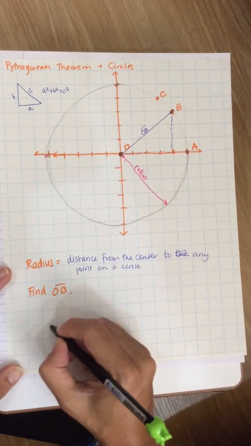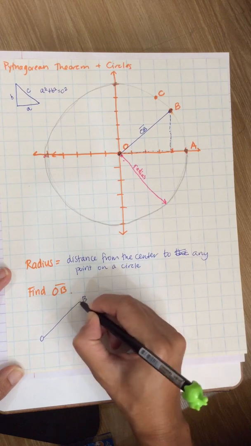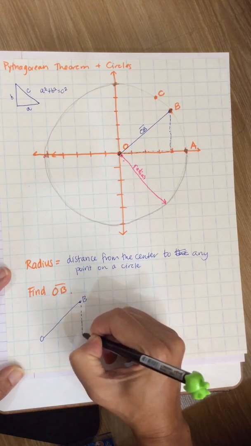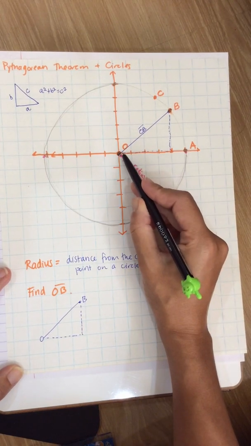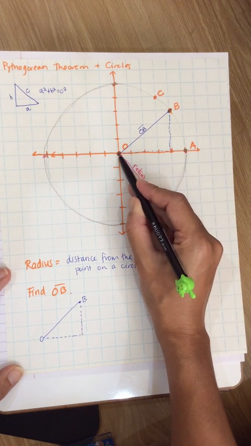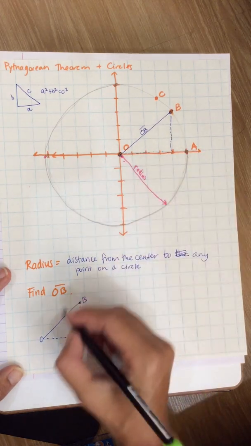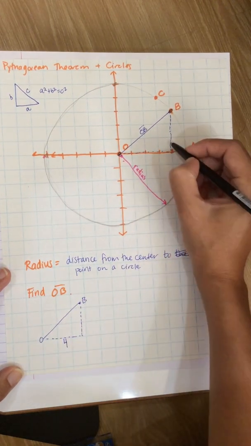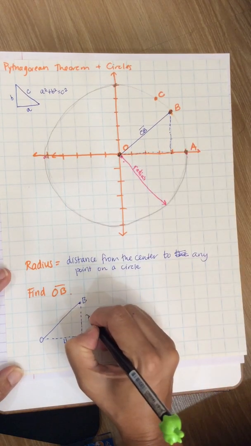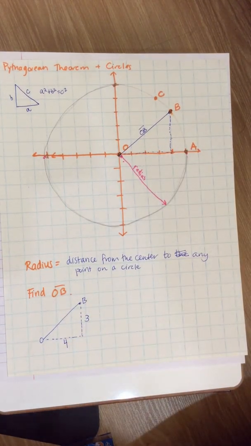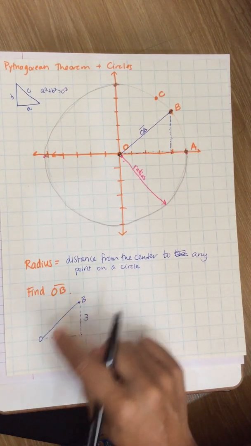So I'm going to come over here and redraw what I just did. Here's O, here's B, and then I drew a line down and a line across. Now, can I get the distance of these legs? Yeah, right here, from 0, 0 out to here, the distance is 1, 2, 3, 4. So I could label this 4. And the height is 1, 2, 3. So 4 and 3.